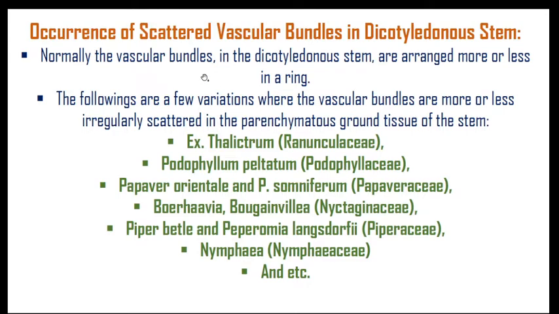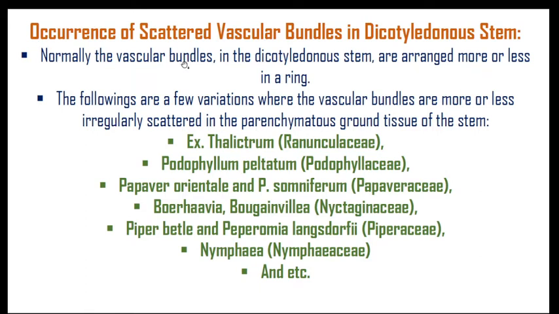First of all, what does the occurrence of scattered vascular bundles in a dicotyledon stem mean? Boerhavia is a plant belonging to the family Nyctaginaceae, and all the members included are dicotyledons, means dicots. From these members, some show an abnormal or variable characteristic of secondary growth, and that is called anomalous growth. So some examples are listed over here.